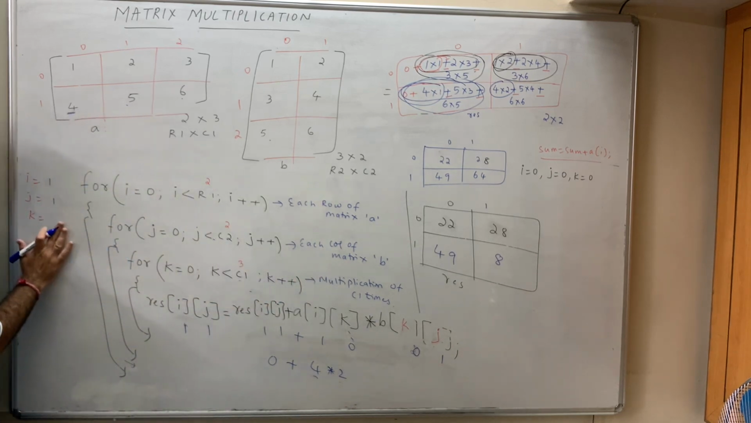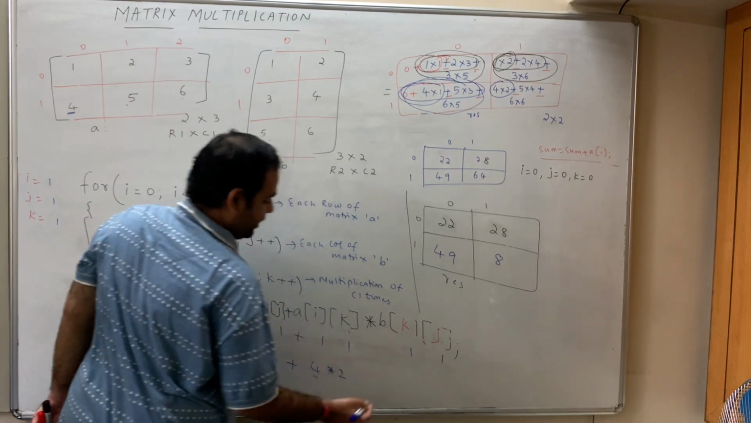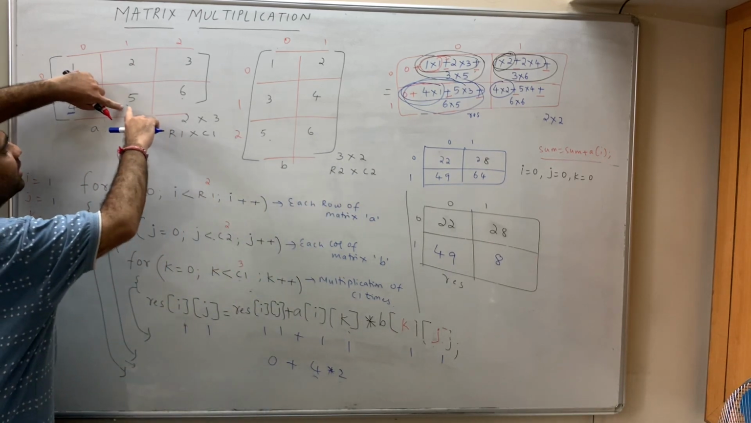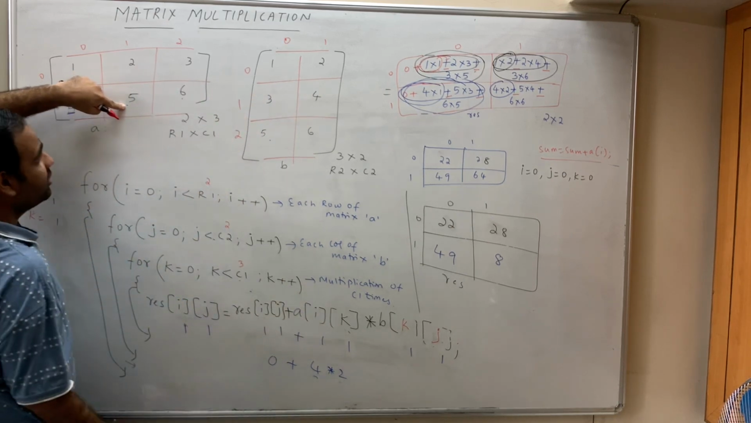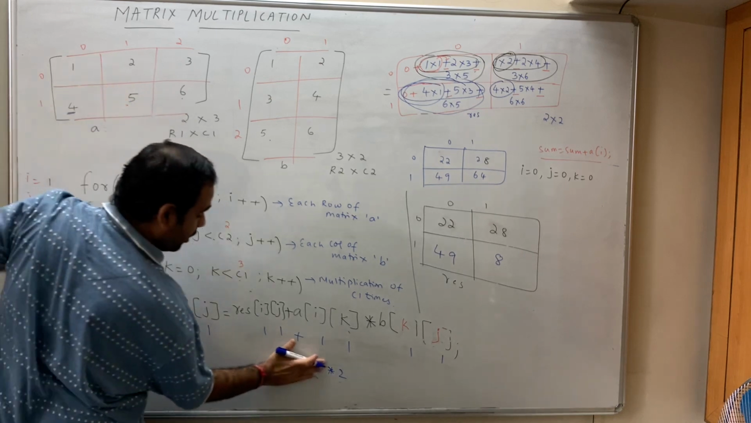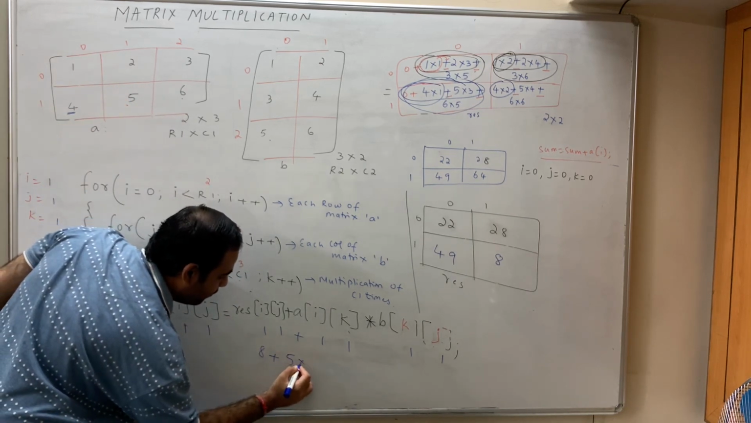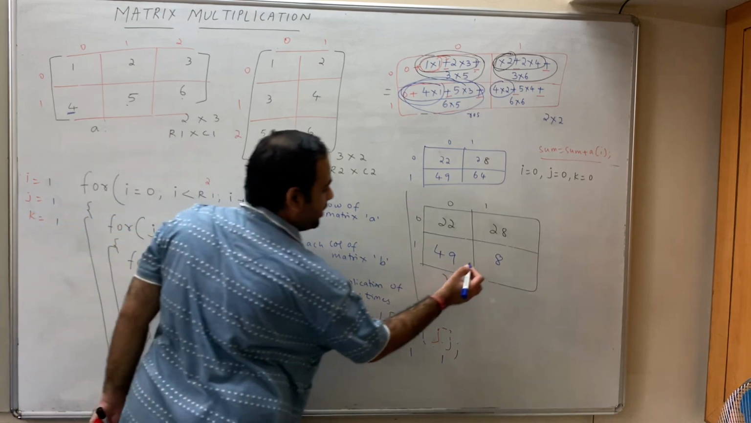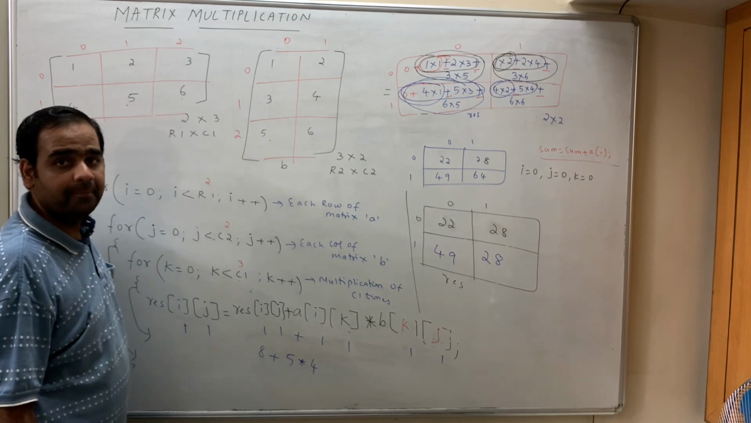Again you say k plus plus, the value of k will become 1. Wherever there is k, you write 1. This time you will multiply 5 with 4. Now you see a of 1, 1 is 5, b of 1, 1 is 4. Therefore, result of 1, 1 is 8 plus 5 into 4. 5 4s are 20 plus 8 is 28, and this particular thing is being stored.